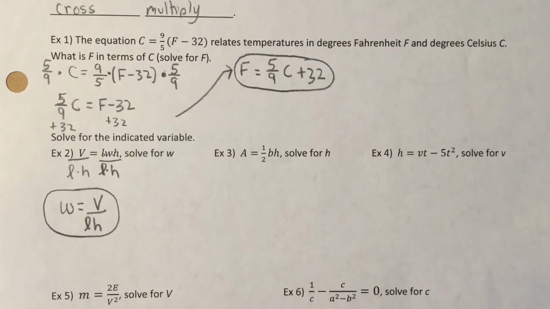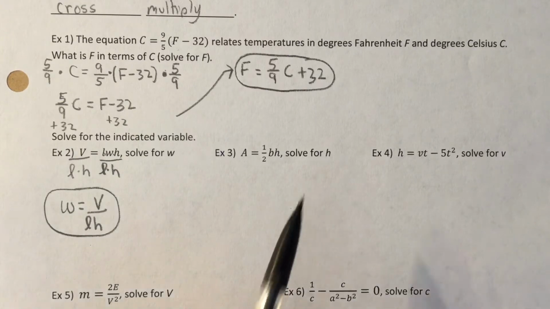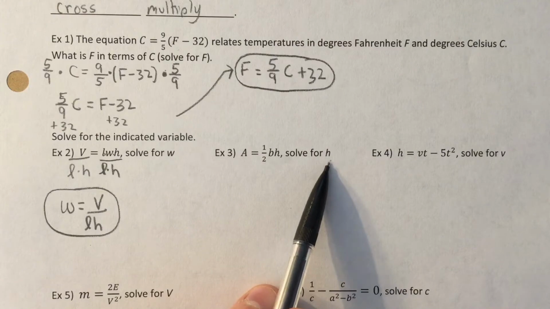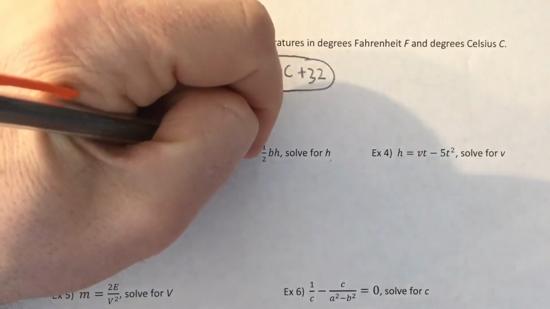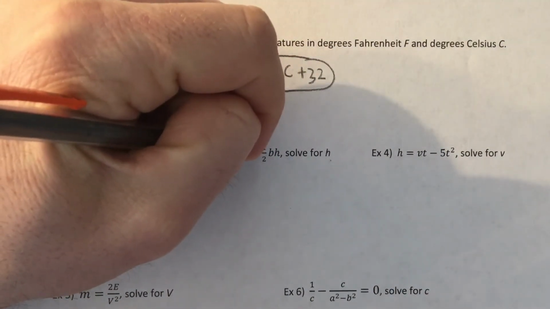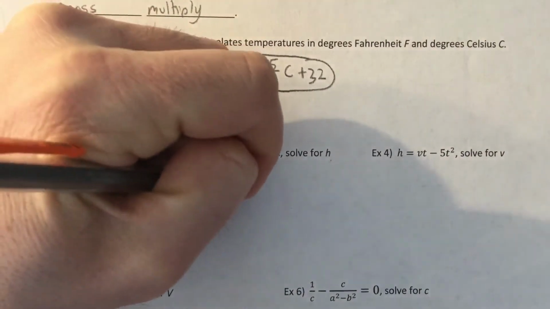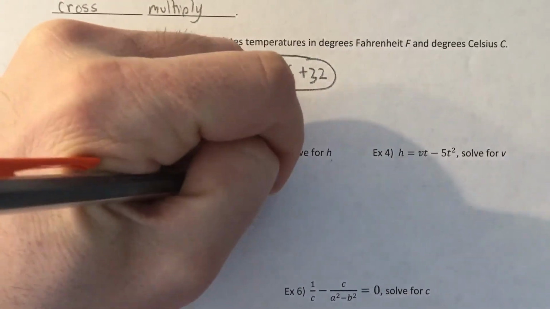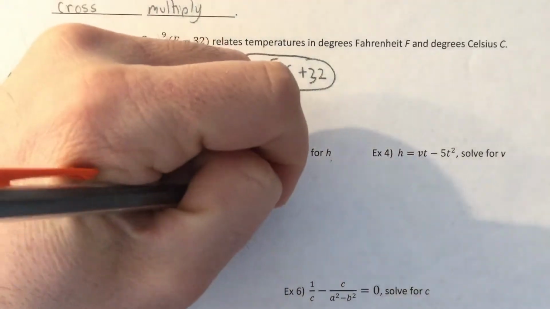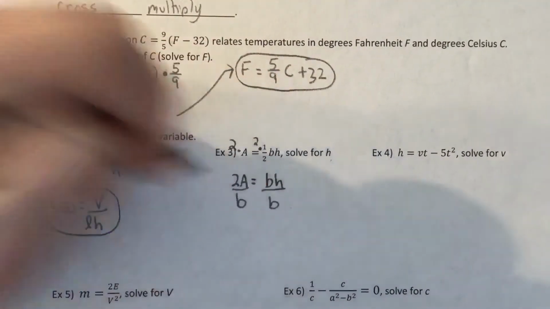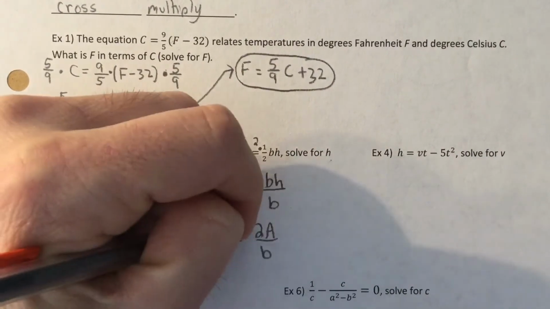For example 3, we have A equals 1/2 base times height, which is the area for a triangle, and we are trying to solve for H. So a couple ways we could do this. First thing, I can multiply both sides by 2, since the reciprocal of 1/2 is 2. So that would give me 2A equals BH, since the 2 times 1/2 cancels. And I want the H by itself, and the B and the H are separated by multiplication, so I'm dividing by B. So H is equal to 2A divided by B.